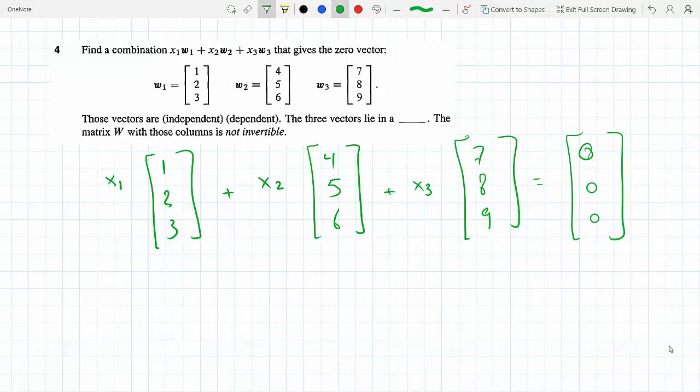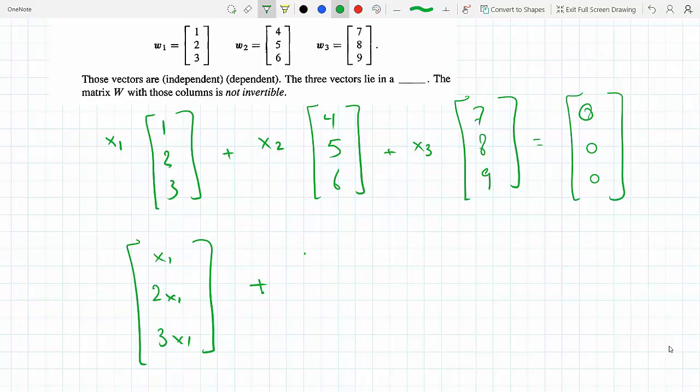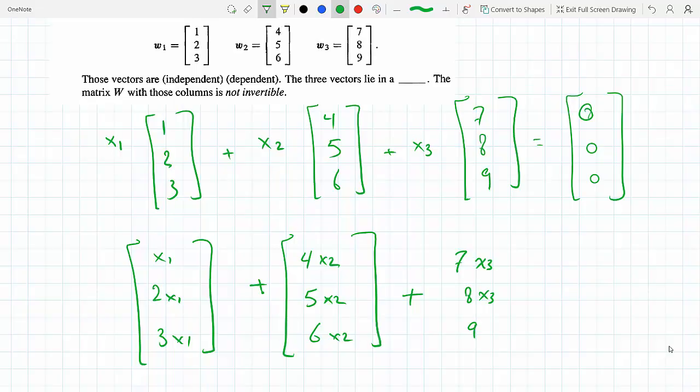Okay, so now we can distribute the x1 in each one of the column elements. So we get x1, 2x1, 3x1 for the first column vector, plus similarly here 4x2, 5x2, 6x2, plus 7x3, 8x3, 9x3, and that has to equal (0, 0, 0).